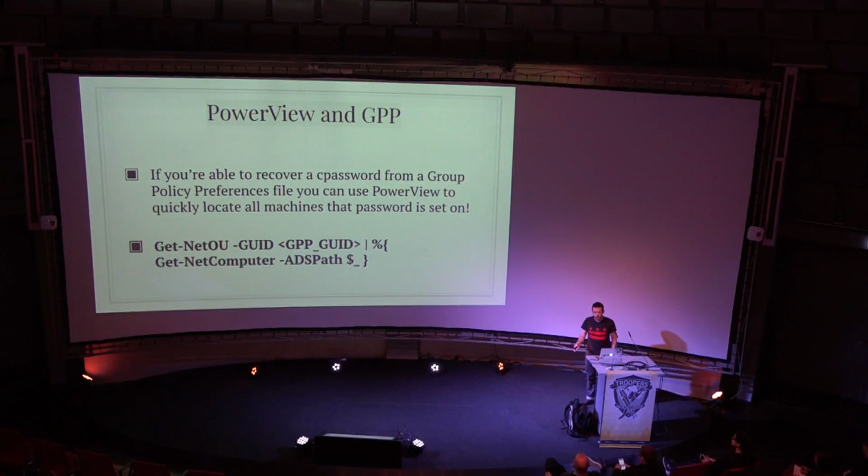And then for each result, give me all the computers that reside in this OU. So in this one-liner, you can say, okay, I have a GPP GUID, and you can get every single machine where that local administrator password is set in about 20 seconds, while only communicating with the domain controller, without having to try authentication events against every machine in the domain.